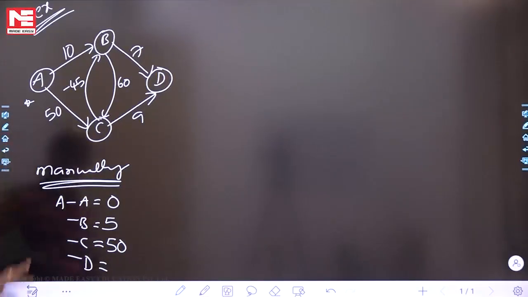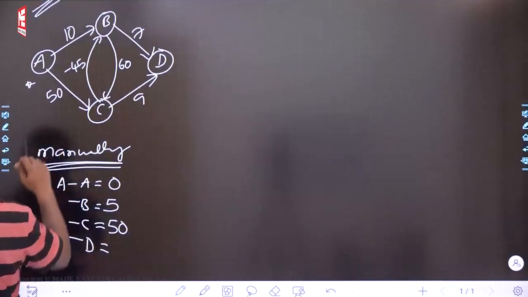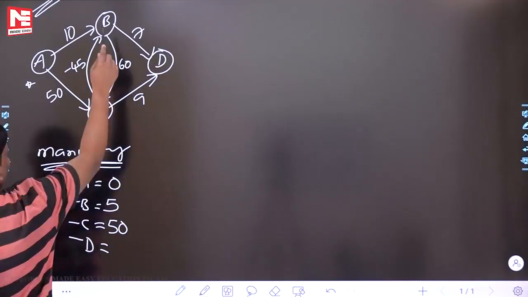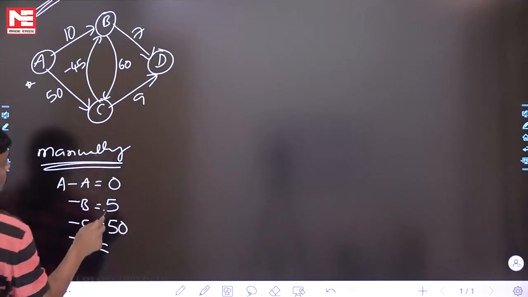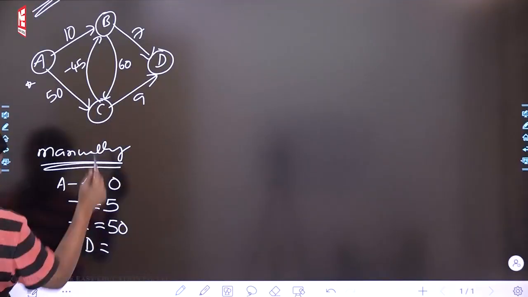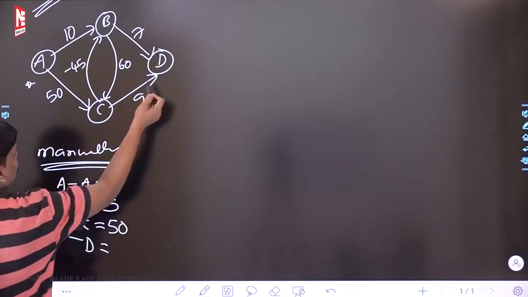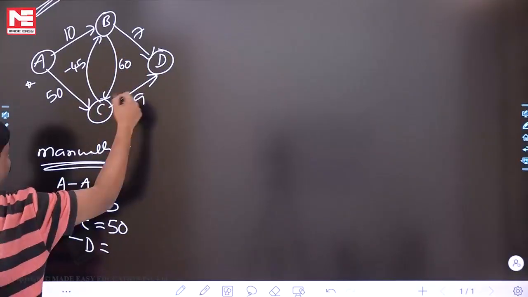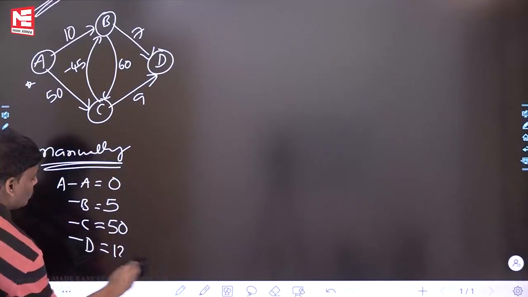Let's go to A to D. What is the answer, A to D? Can you say who can reach D? I think B also, C also. To go A to D, one is go to B and from there, what is the B value? 5. 5 plus 7, 12. One more is go to C, C already 50, 50 plus 9, 59. 5 plus 7, 12, right? 50 plus 9, 59. Which is better? 12. 12 is better.